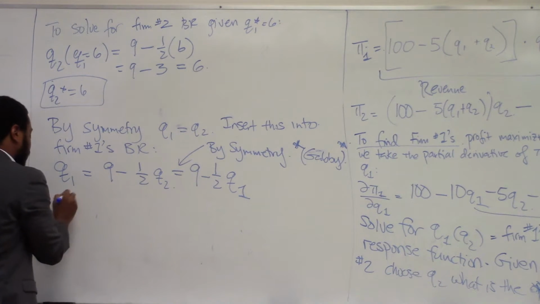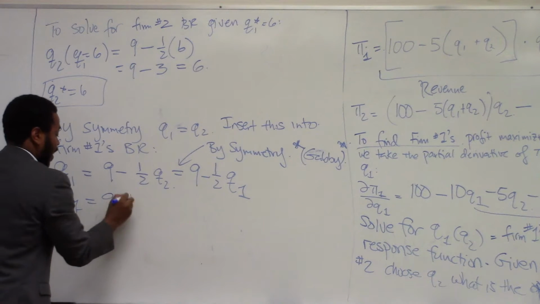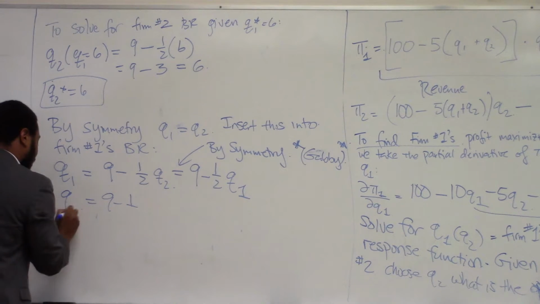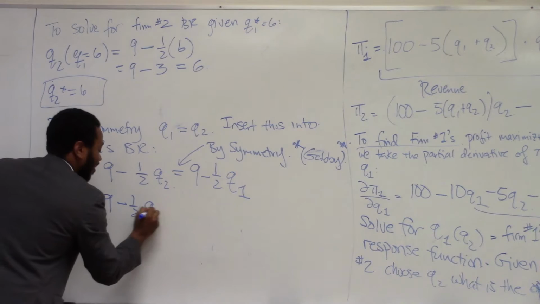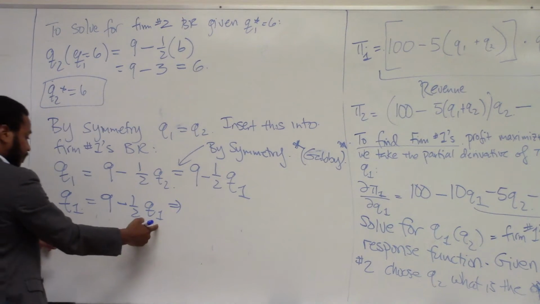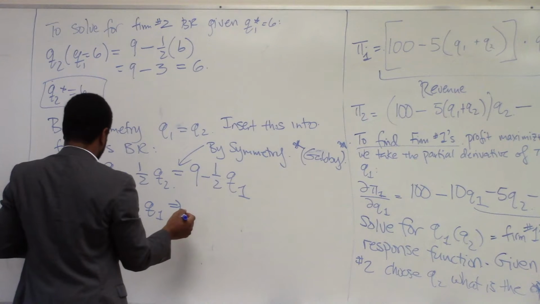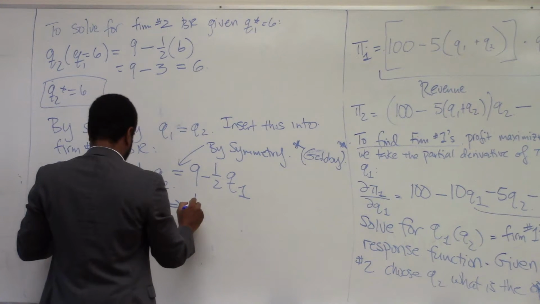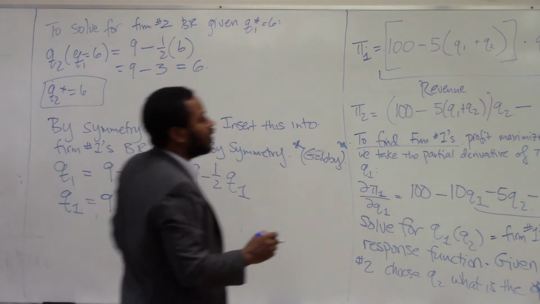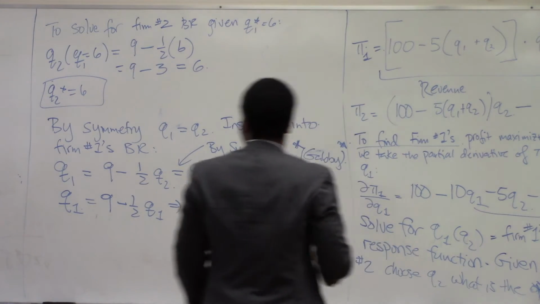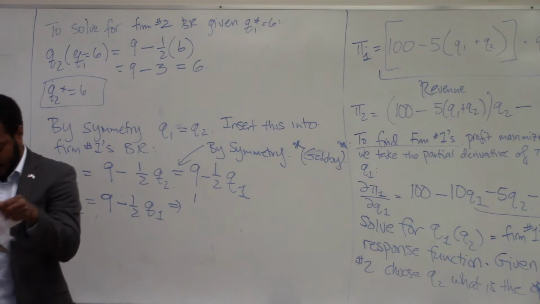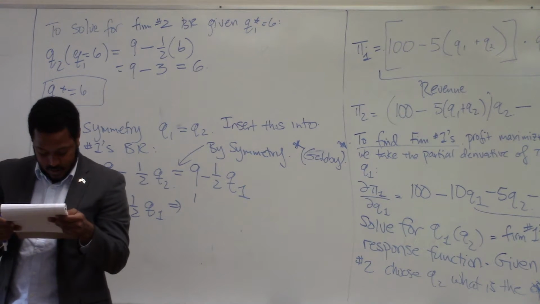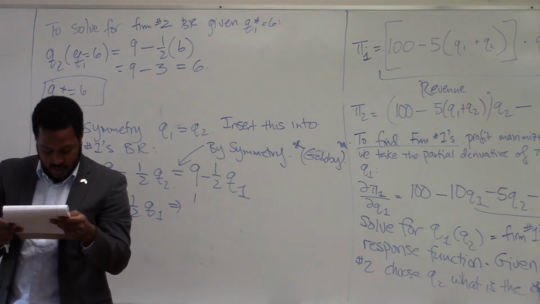And now what we can solve for is Q1 equals 9 minus 1/2 Q1. That implies that what we have is going to be... Okay, hold on. Let me make sure that I do this correctly. Double check my notes. Oh, yes, we did this right.